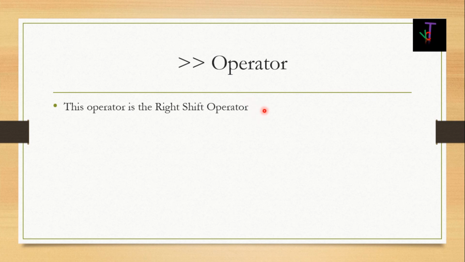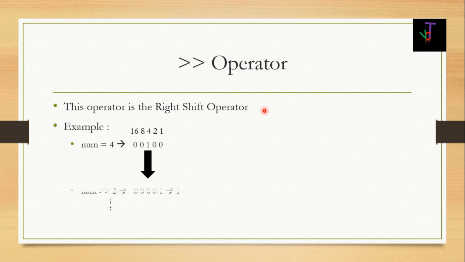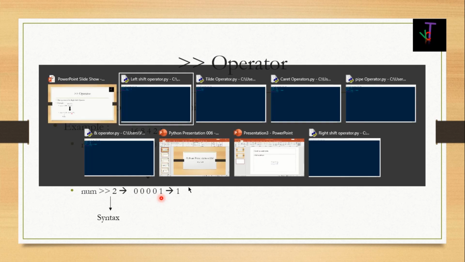It's basically just the other way around of left shift operator, and it moves the bits to the right of the original position. So using the same example of number 4, you can see that from 4 it shifted twice to the right because it was the input given, and this one reached 1 over here. So that will be 00001, and that is 1 in the binary system.